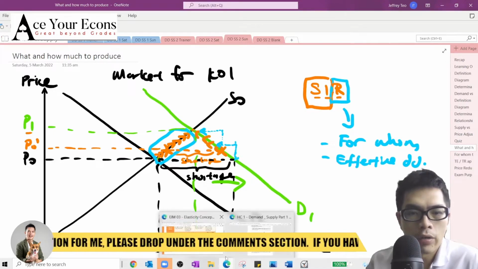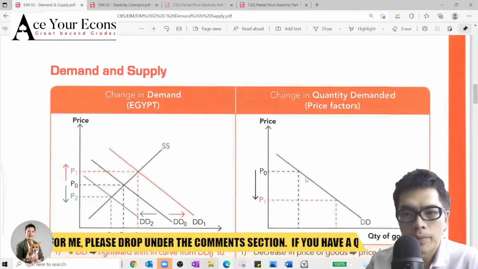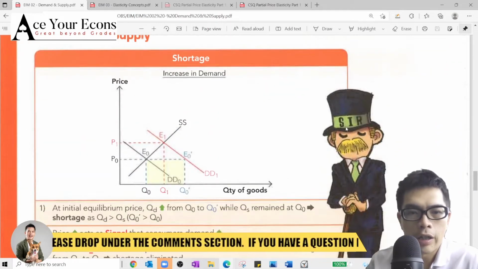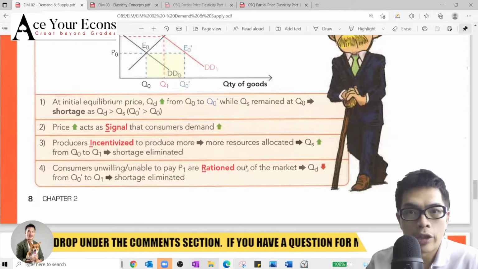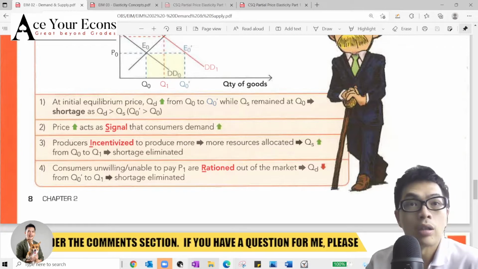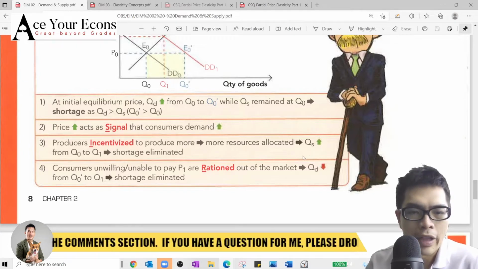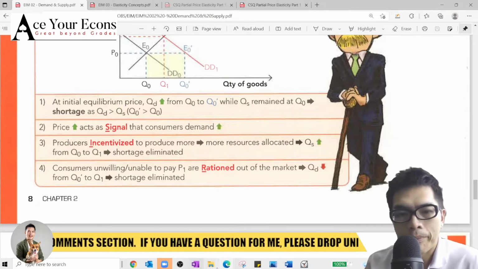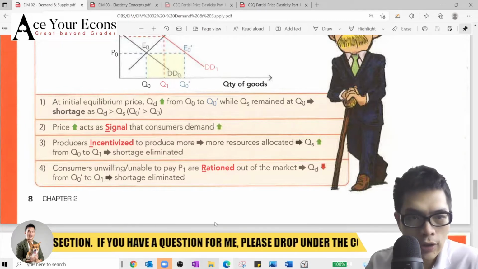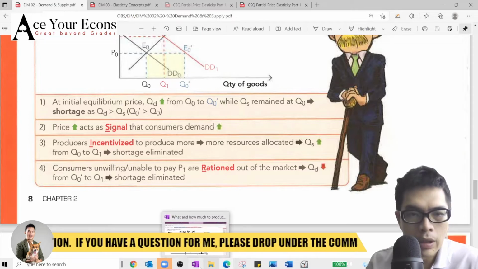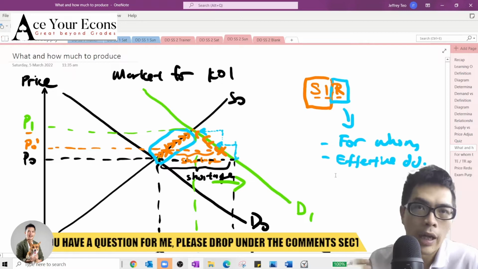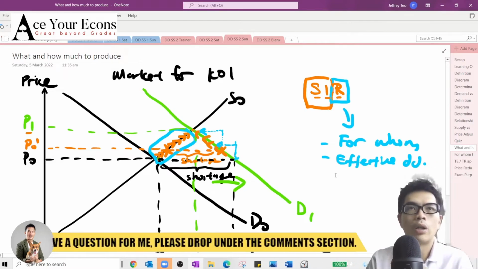SIR, if you refer to the book, page 8. Is this English gentleman here? SIR is signaling, incentivizing, and rationing. So this is a very common question, especially once you have learned market failure. They'll ask you about efficient allocation of resource, and the opposite will be inefficient allocation of resource. So it will be an essay question on a 1-2 combination.